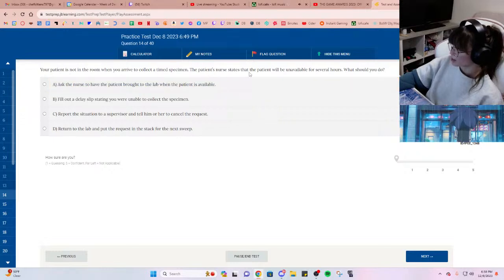Your patient is not in the room when you arrive to collect a timed specimen. The patient's nurse states that the patient will be unavailable for several hours. What should you do? Ask the nurse to have the patient brought to the lab when the patient is available. Fill out a delay slip stating you're unable to collect this specimen. Report the situation to a supervisor and tell him or her to cancel the request. Return to the lab and put the request in the stack for the next sweep. No, not this one, not this one. I think fill out a delay slip saying you're unable to collect the specimen.